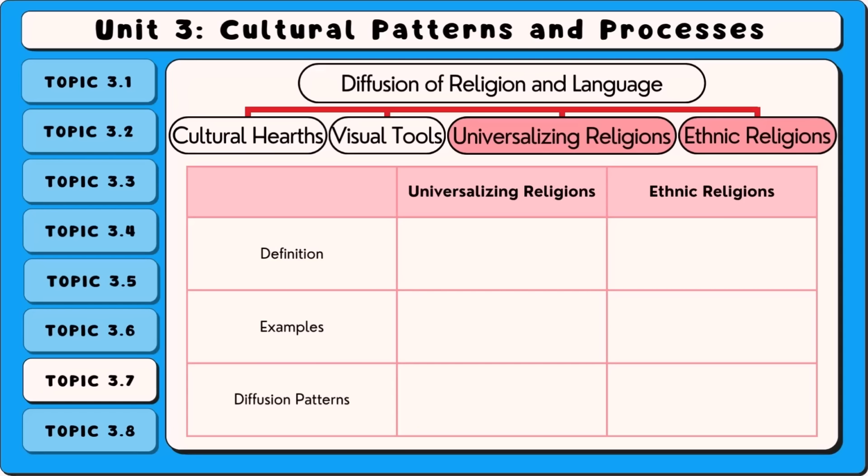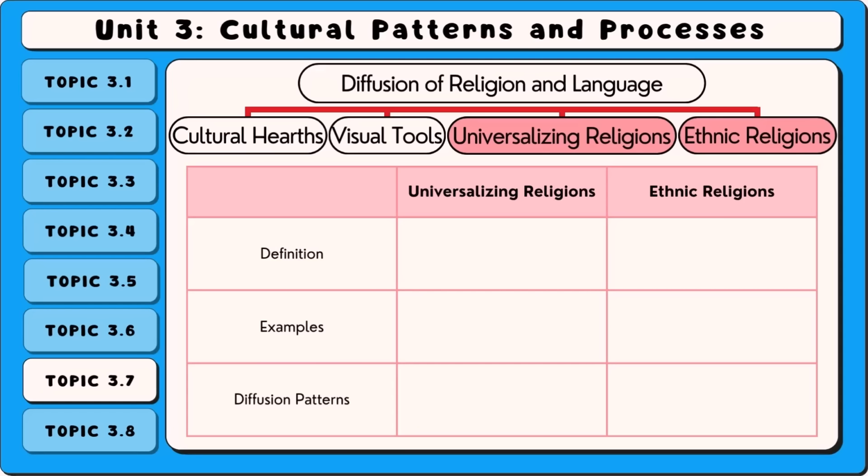Universalizing religions are belief systems that seek to appeal to all people, regardless of their culture or location. They are open to converts and aim to spread widely. These religions typically diffuse through both expansion and relocation diffusion. There are four main universalizing religions: Christianity, Islam, Buddhism, and Sikhism. Let's explore each one briefly.